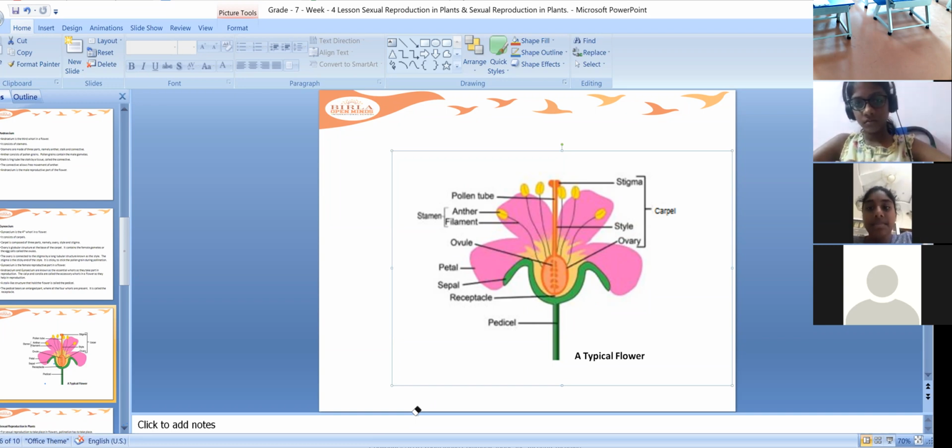Like you have legs. Why do you have legs? What is the function of your legs? To walk, to balance, to support ourselves. You can stand straight with the help of legs. So even this pedicel gives support to the flower.